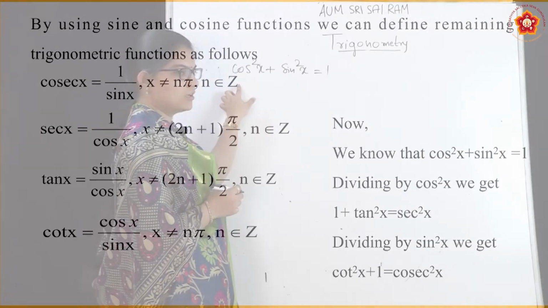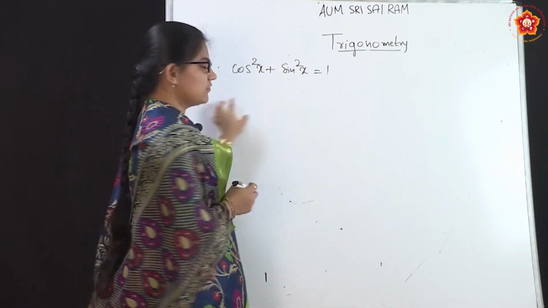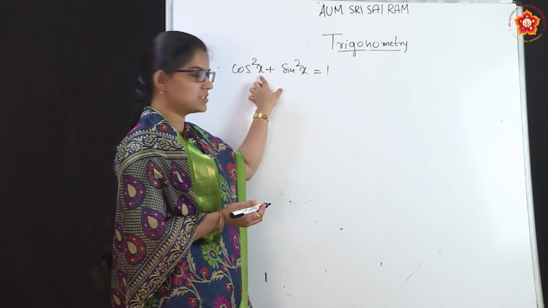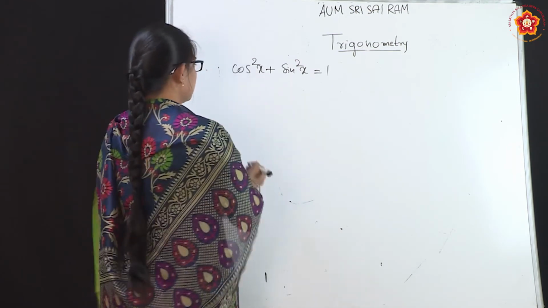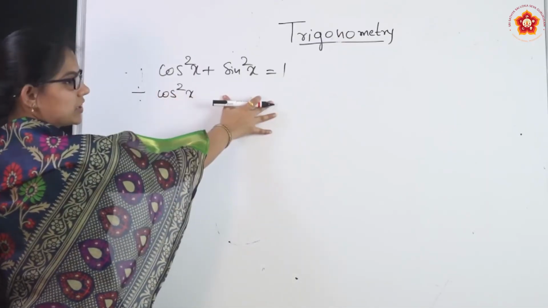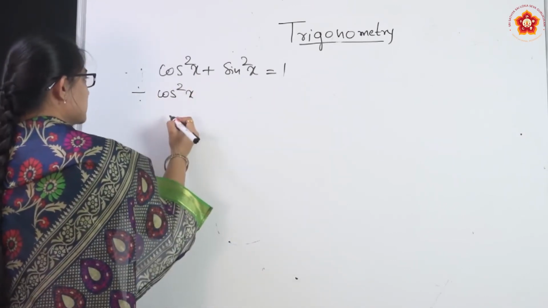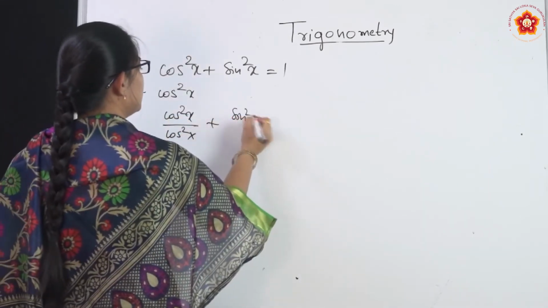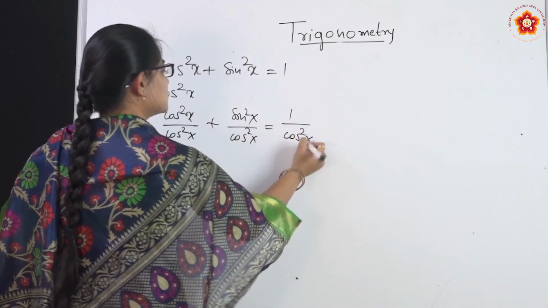We have shown that cos square x plus sin square x is equal to 1, correct. Now, we can find the relations for tan, secant, cosecant and cot x also by using this relation. So we have cos square x plus sin square x is equal to 1. By dividing this particular equation by cos square x, what do we get? You divide each term by cos square x: cos square x by cos square x plus sin square x by cos square x, which is equal to 1 by cos square x, right.